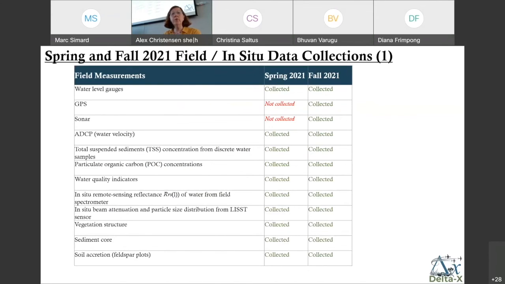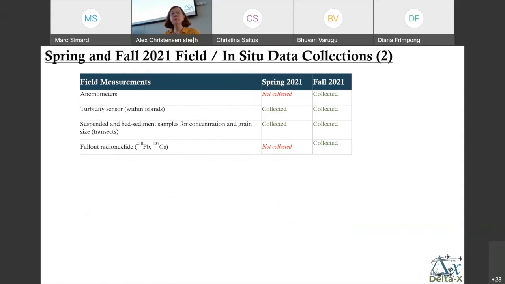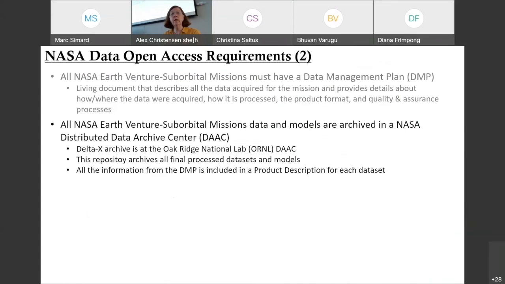I'm not going to go through the field campaign in detail. A whole lot of in situ data was collected, and Alex is going to talk about that. I included in the package just for completeness so that whenever these are posted online, they're available to everyone. Here you can see there are 3 pages of the in situ data collection.